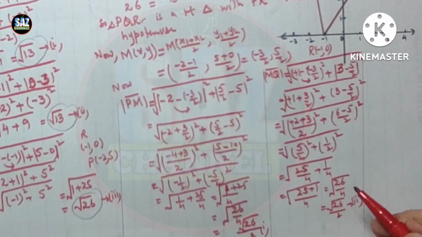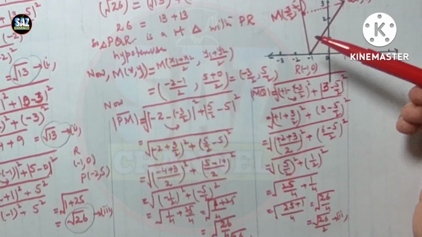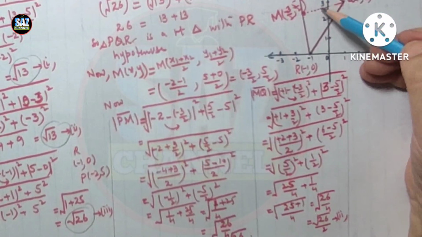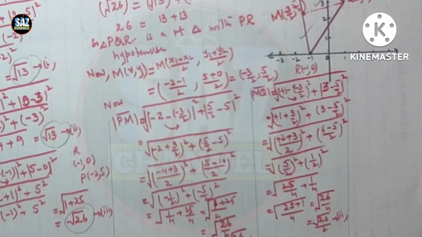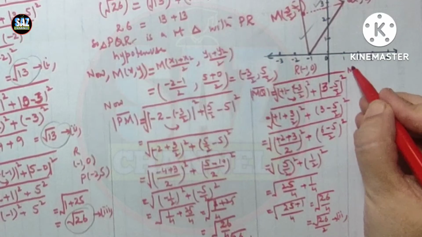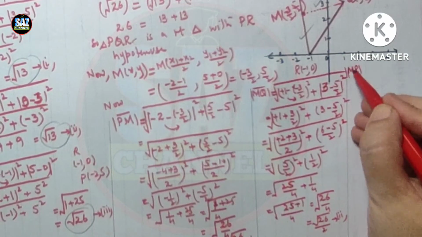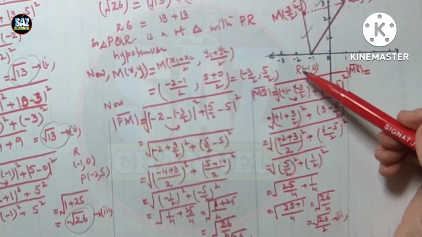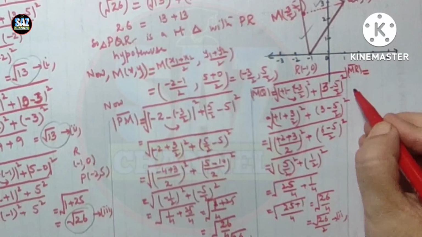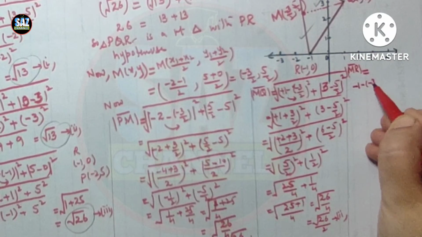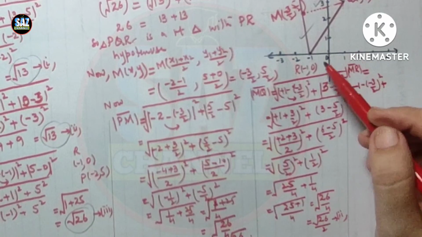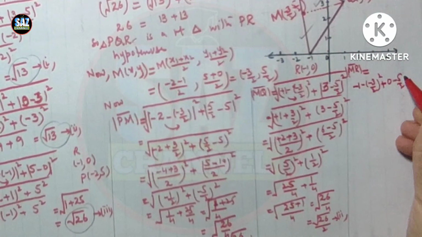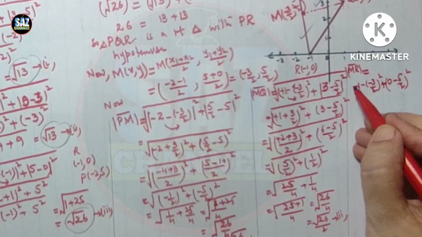And now I have to go for the third distance. Which distance have I done? P to M distance is done, M to Q distance is done, and now we have to go for M to R distance. M to R distance, MR distance will be equal to what? X2 minus X1 whole square, and that is minus 1 minus 3 by 2 whole square plus y2 minus y1, 0 minus 5 by 2 whole square.